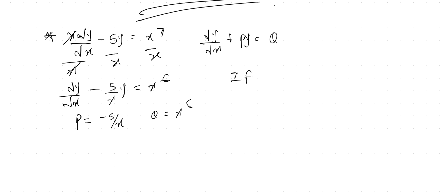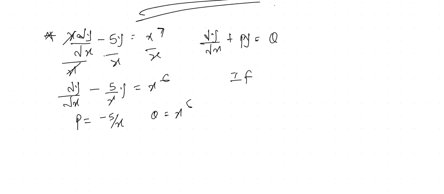First thing, we have to make it look like this: dy/dx plus py equals q. Now, how do we do that? We have to divide both sides by tan x. So it's going to be tan x dy/dx plus y over tan x, which is equal to sec x over tan x. And this is also divided by tan x too.